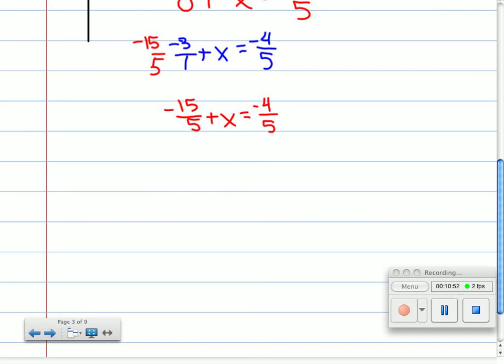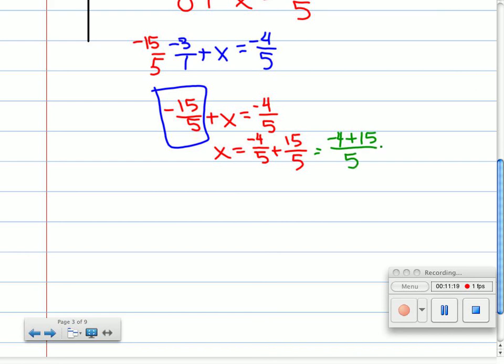Add to move the -15 over 5 so I get x is equal to -4 over 5 plus 15 over 5. Remember, I added because this is a negative, and the opposite of negative is positive. So this turns into -4 plus 15 over 5, which is -11 over 5. 5 goes into 11 2 times, and throw the negative out there. 1 remains, and 5 is the denominator. So your answer should be -2 1/5.